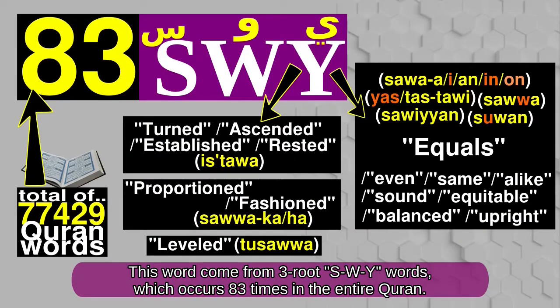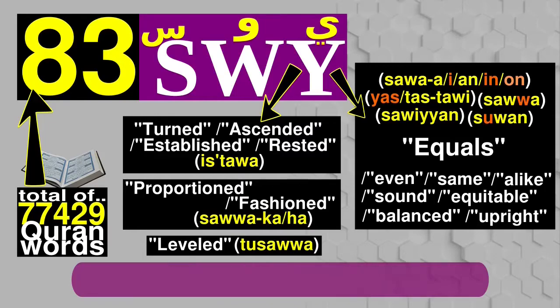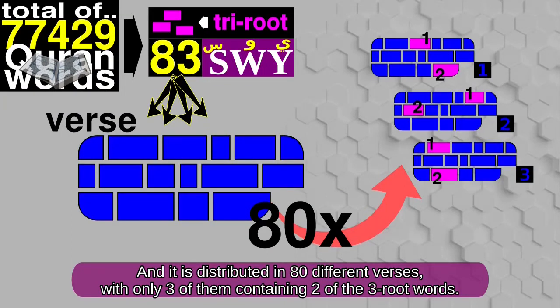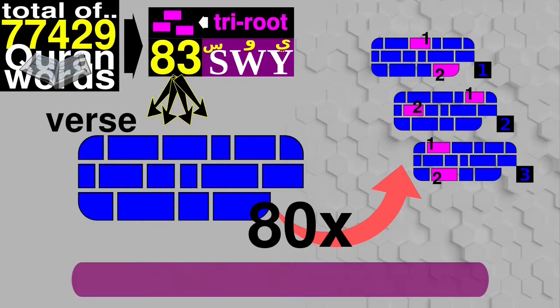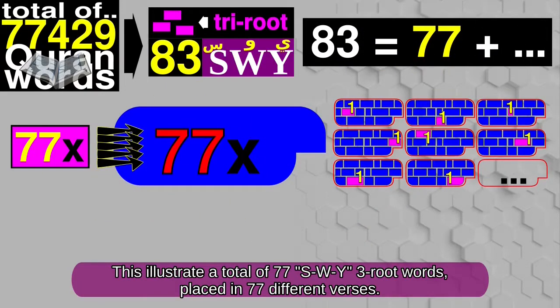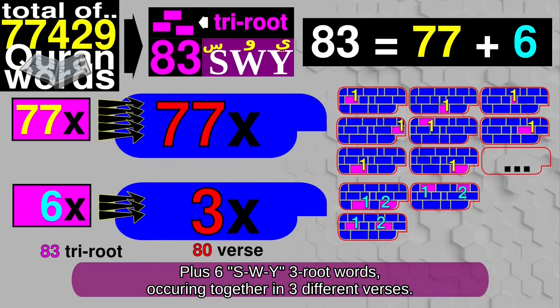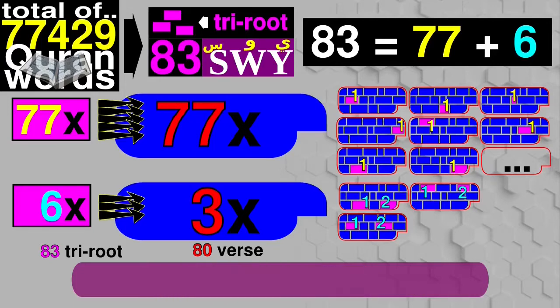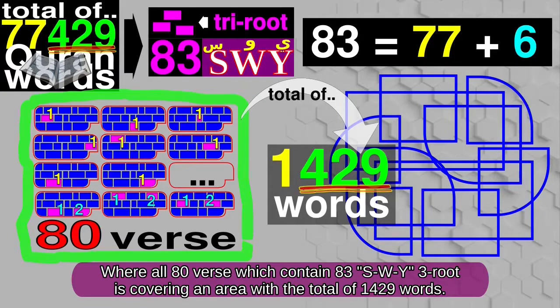This word comes from the three root SWY, which occurs 83 times in the entire Quran. And it is distributed in 80 different verses, with only 3 of them containing 2 of the 3 root words. This illustrates a total of 77 SWY3 root words, placed in 77 different verses, plus 6 SWY3 root words, occurring together in 3 different verses, where all 80 verses, which contain 83 SWY3 roots, cover an area with a total of 1,429 words.